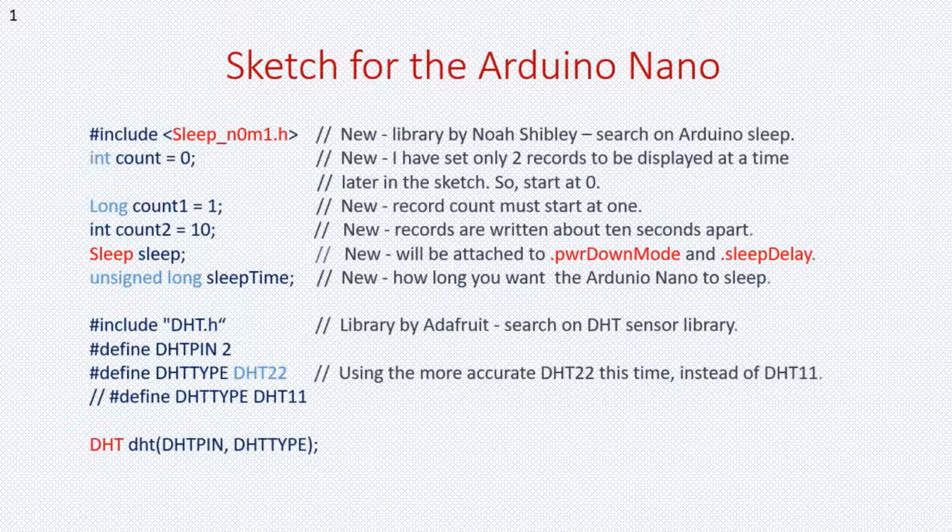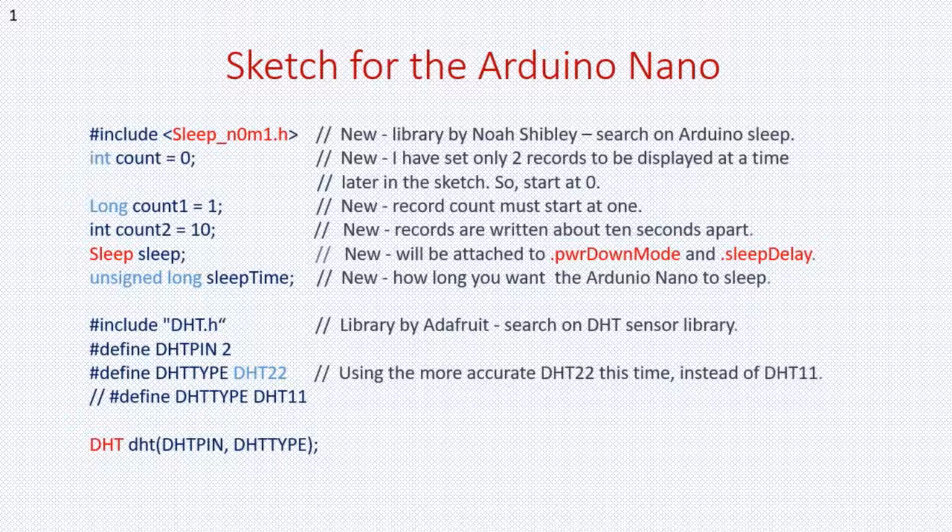So the first thing to do is to download the sleep library as shown in the preceding video. The first count enables only 2 records to be outputted at a time before the Arduino goes to sleep. The next count, count 1, has been made into a long. This is because if an individual decides to replace my 9V to 5V voltage regulator with a permanent mains driven regulator down to 5V, then the program can be run for days or even months.